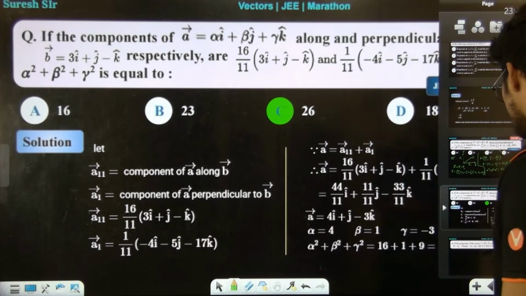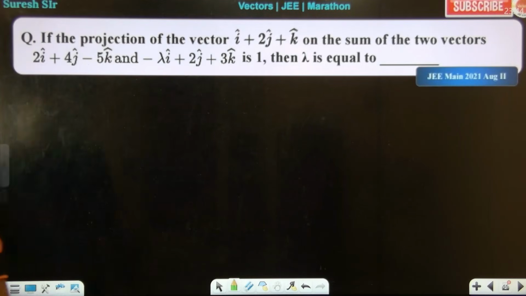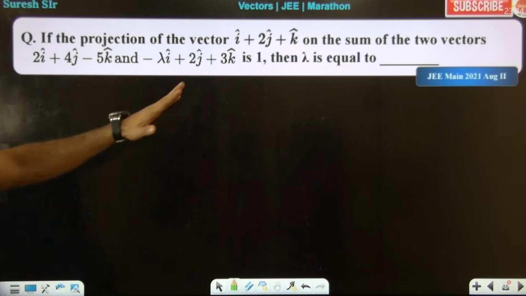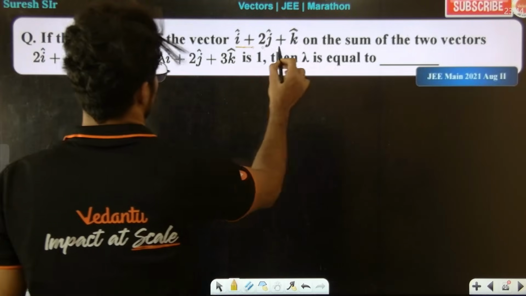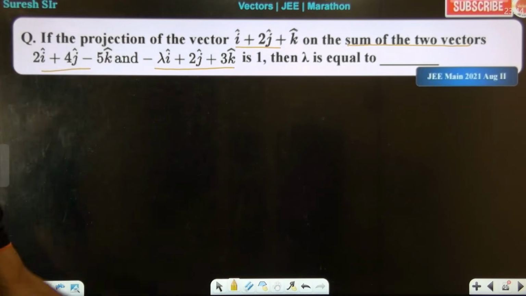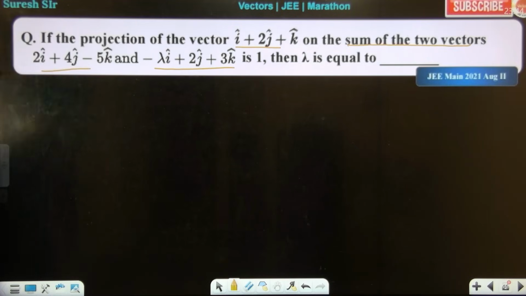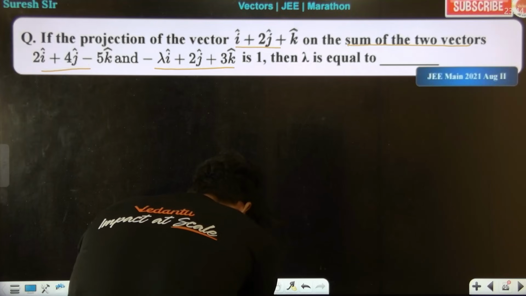See, you can check, C option is the right answer. Next, see the projection of the vector this on the sum of the two vectors. Simple, you all can do this. Projection of this on the sum of the two vectors, this and this. How do you do this? It is equal to 1 given, then lambda is equal to what? Will you all be able to do this? It's a very simple question.